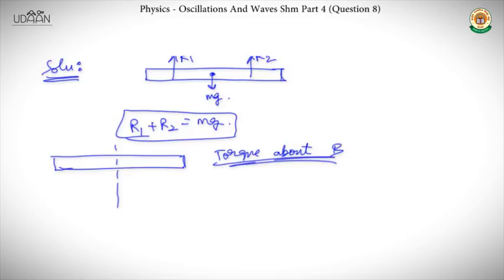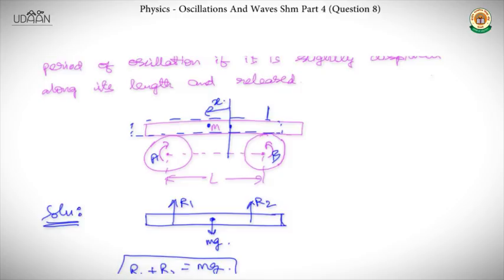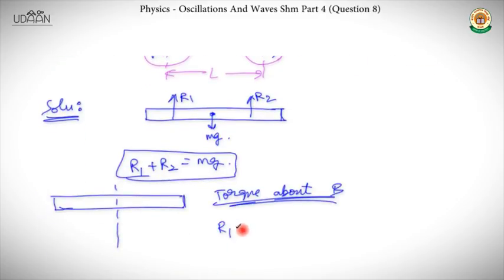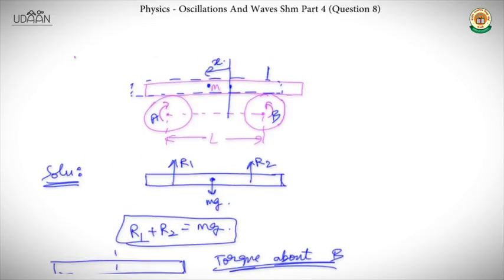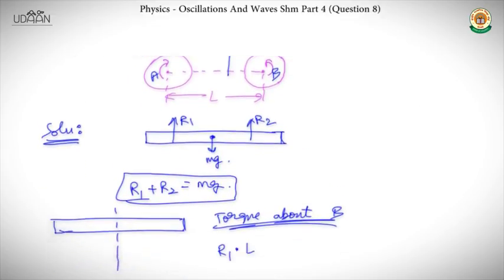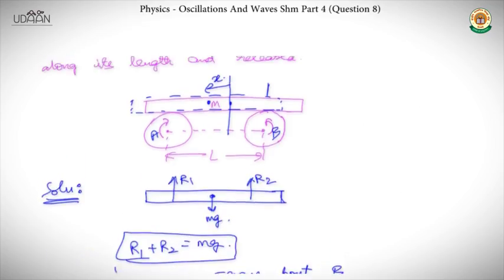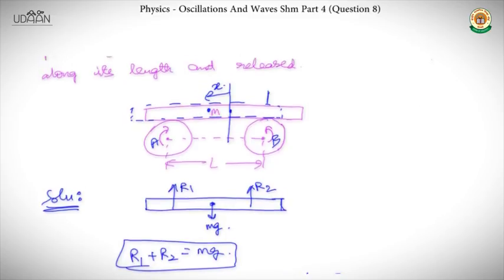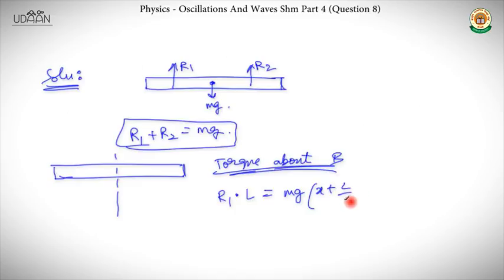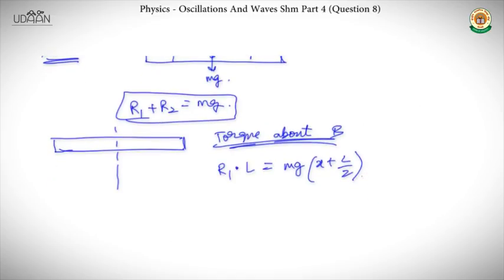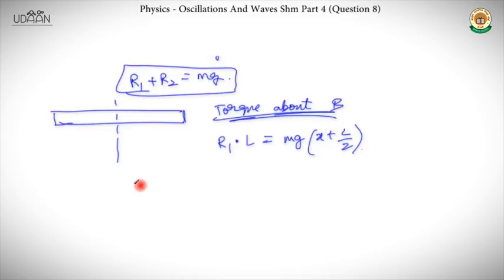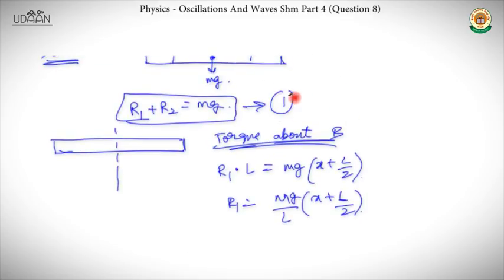Okay. So when you find torque about B, you have R1 here. Right. So R1 into L, which is the length, that should be nullified by the mg. Right. So that will be equal to mg into the distance, which is half the length plus the extra distance x. Correct. So mg into x plus L by 2, and we already know that there is no rotational motion. That's why we can equate torque to 0. Right. So you get R1 as mg by L into x plus L by 2. Correct. So from this equation 1, substitute 2 in 1.